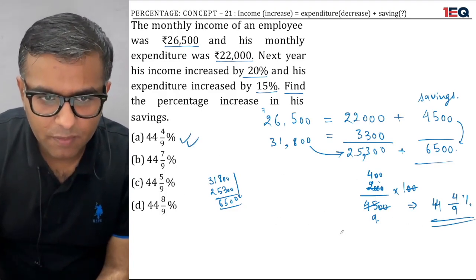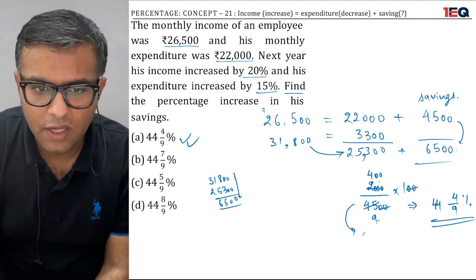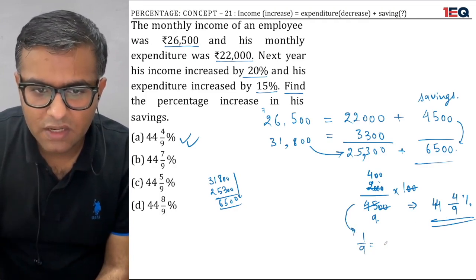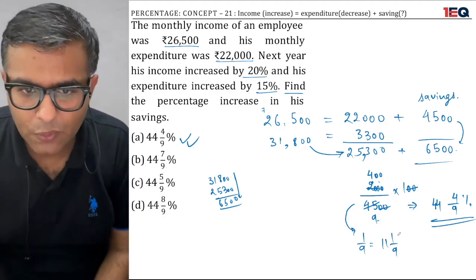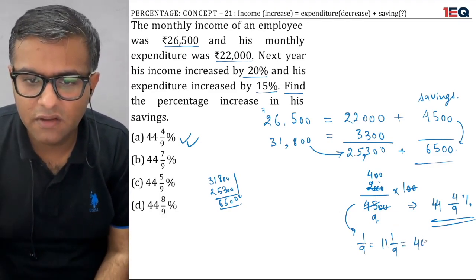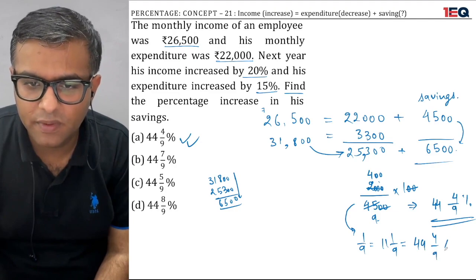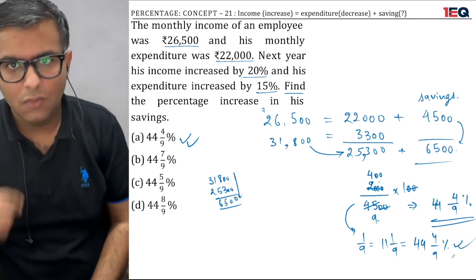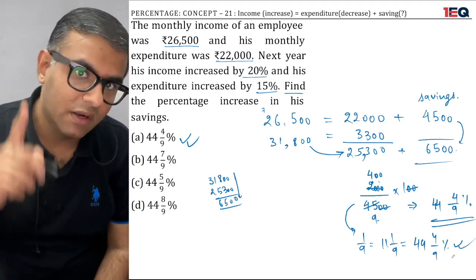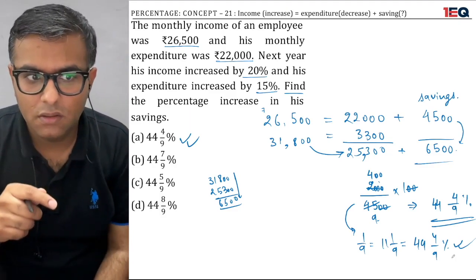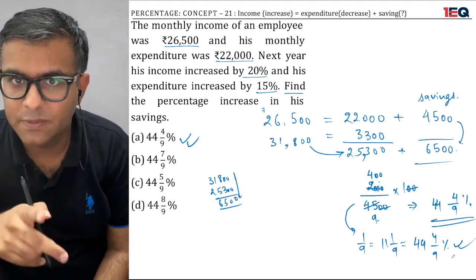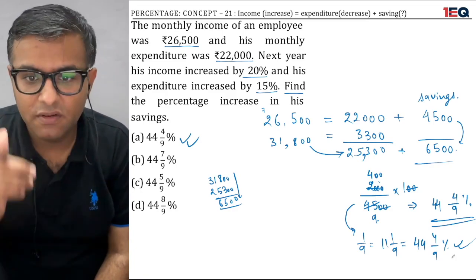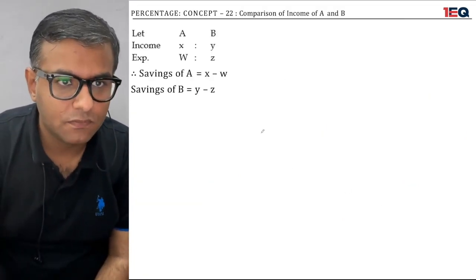The people who remember 1 upon 9 is equal to 0.11, 1 by 9, were very smart. They quickly multiplied 4 with it and used the answer 44 and 4 by 9. So this is how the day one of my percentage class helps.